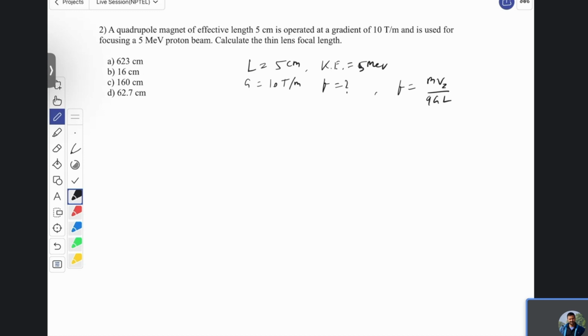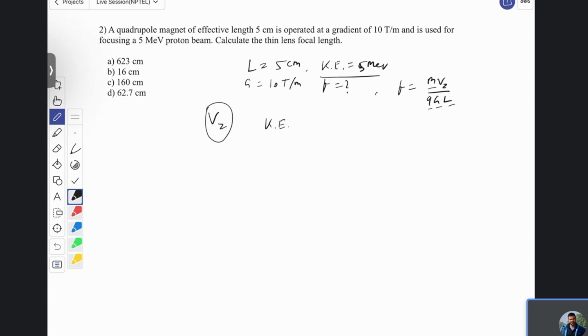So we know the charge of the proton, we know the mass of the proton, G is given, L is given. So we have to calculate v_z, the velocity of the proton beam, and we have been given the kinetic energy. To get the velocity from the kinetic energy, we can use this formula.